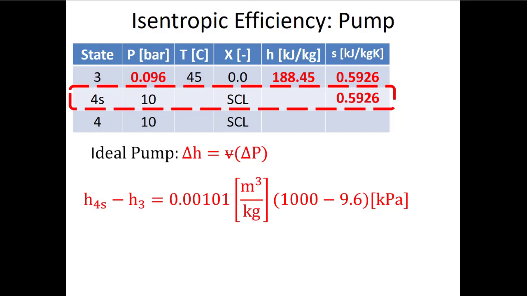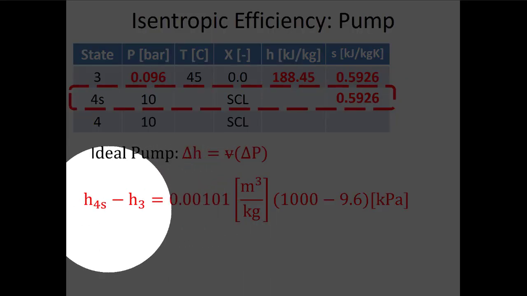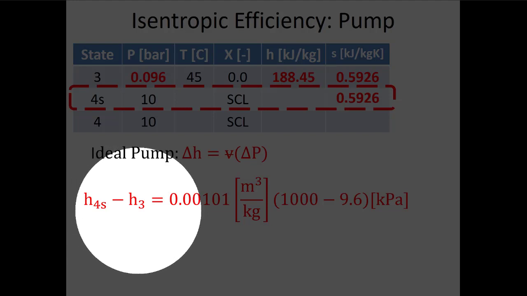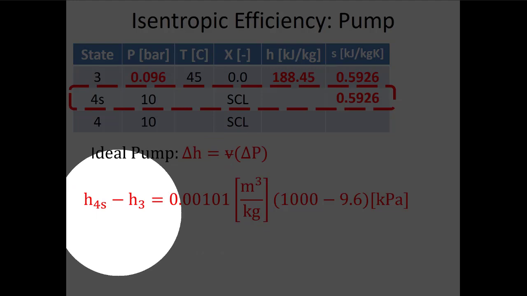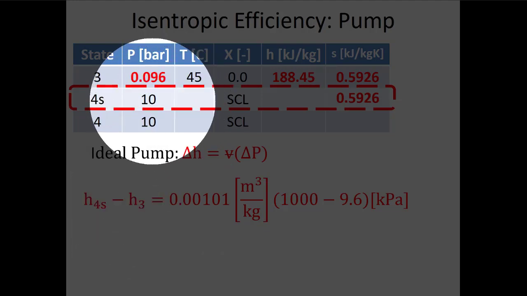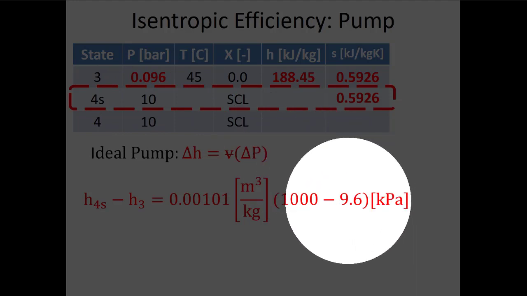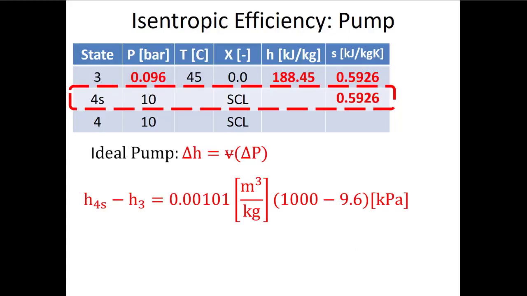Here, I'm doing H4S minus H3, but I could flip this around. If I flipped this around, then I'd have to flip the pressures around. Notice that even though in my state table I've written pressures in bar, I prefer to write these in kilopascals. So I remember that 1 bar is 100 kilopascals. So 10 bar is 1,000 kilopascals. And the pressure at state 3 is 9.6 kilopascals.